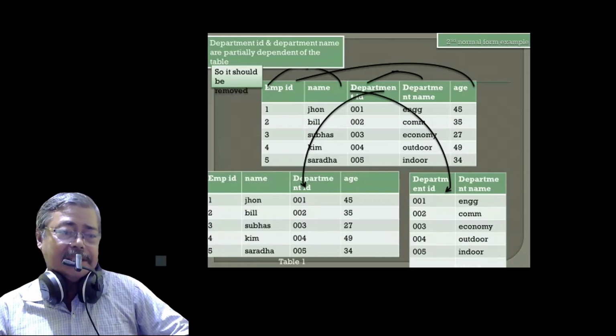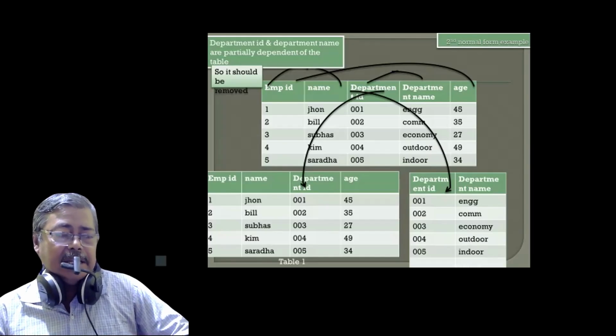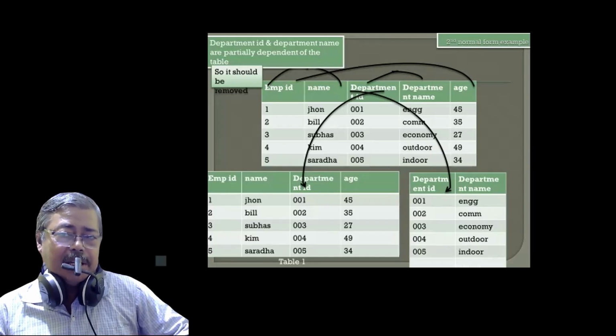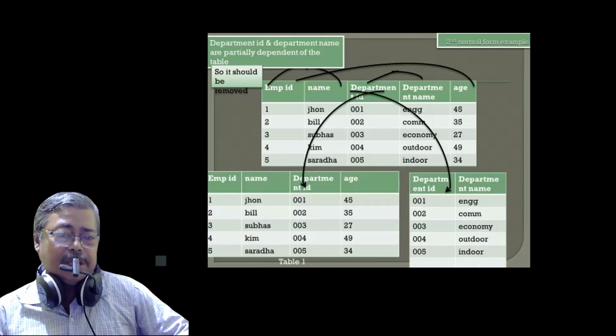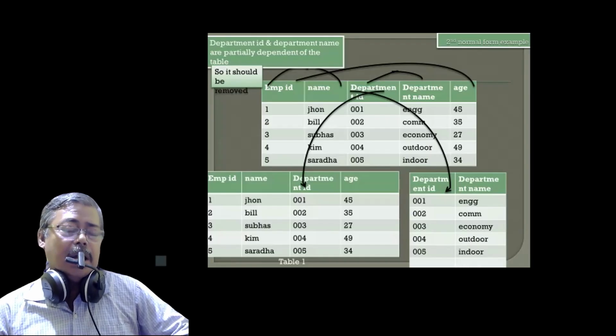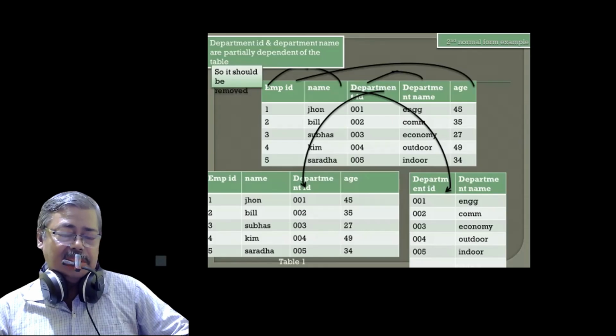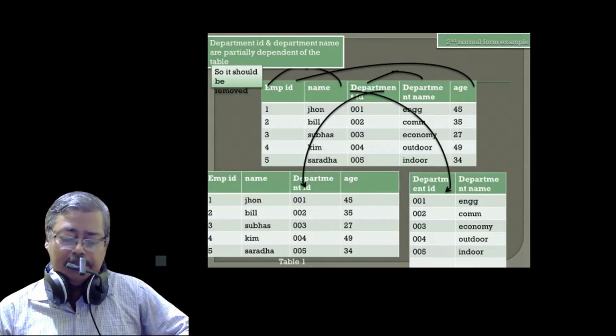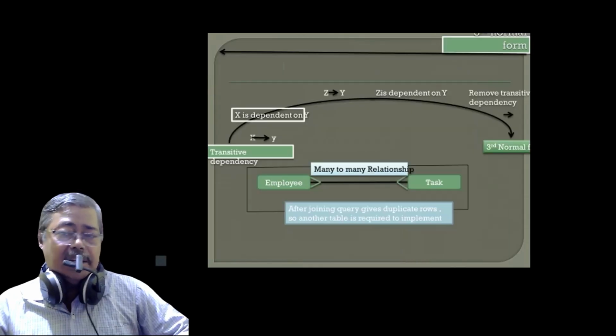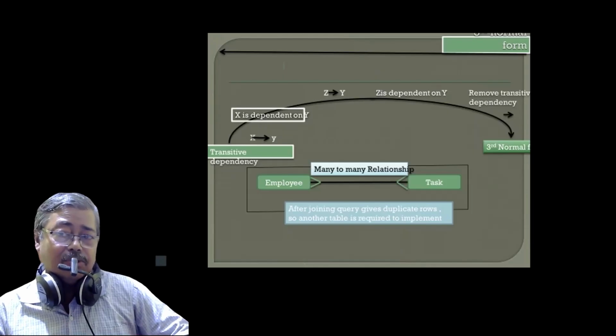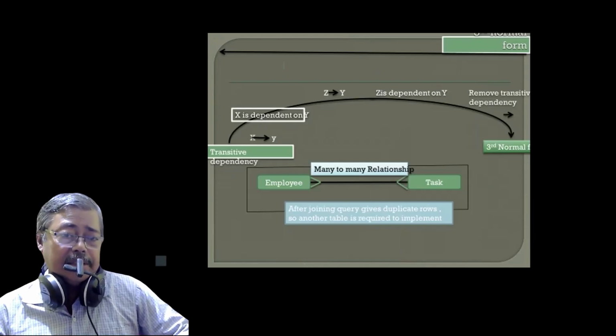So we split the table into two. One has employee ID, name, department ID and age. Another has department ID and department name. After creating two tables, we have removed the composite key dependency. This is the second normal form of normalization. Now we are coming to the third normal form, where transitive dependency has to be removed.